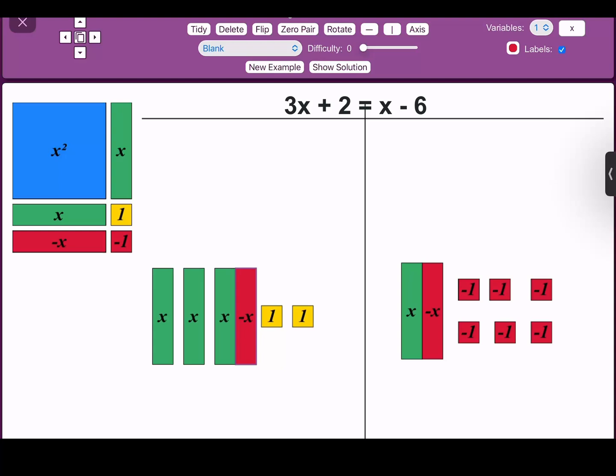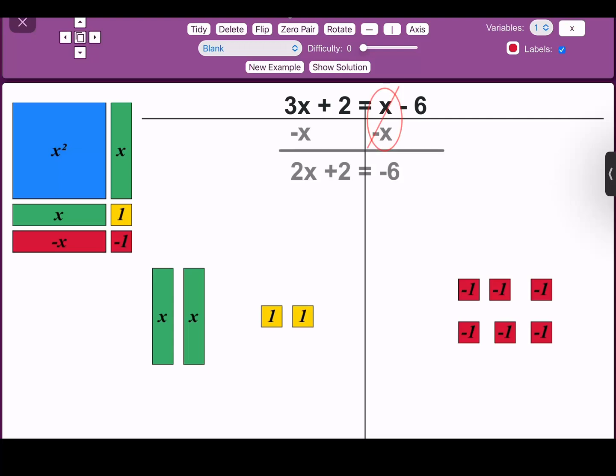Then I'm going to combine my like terms. On the right, I have 1 zero pair that formed, and on the left, I also have 1 zero pair that formed. So I'm going to eliminate those. And now I'm left with 2x plus 2 equals -6. And don't forget to add what happened algebraically up there at the top.